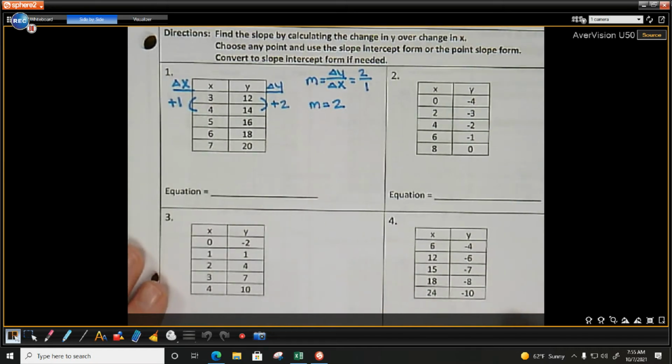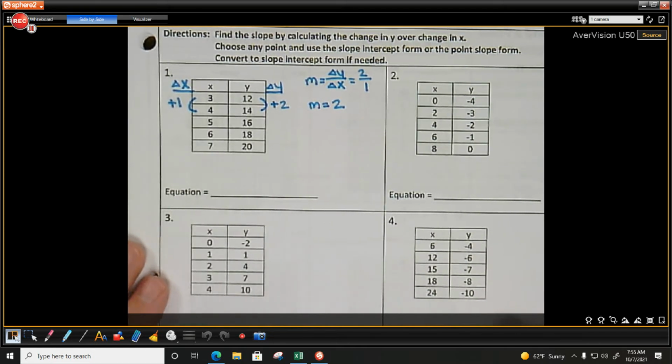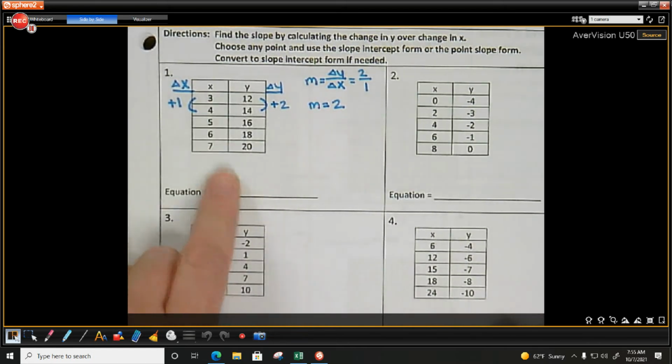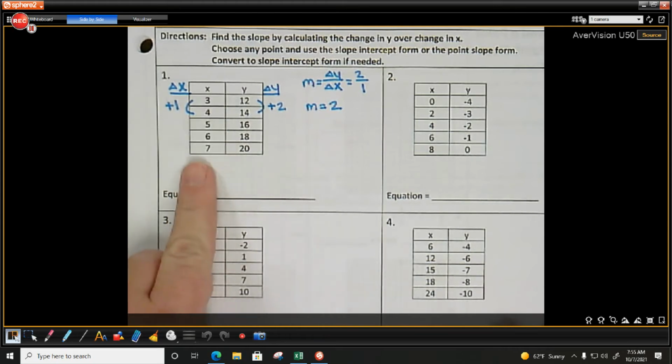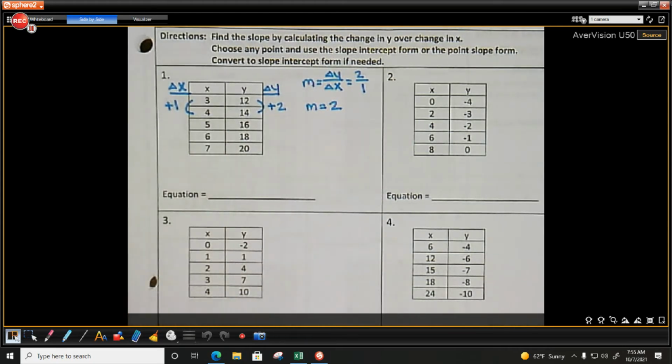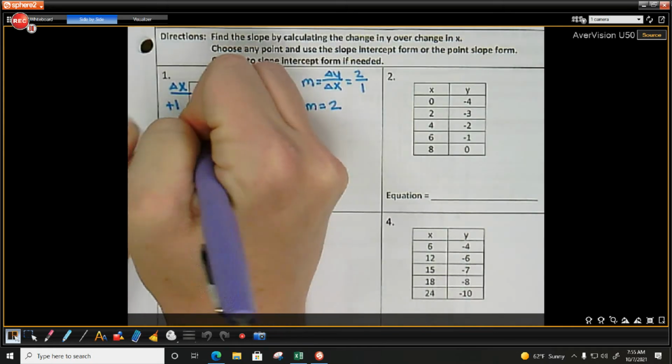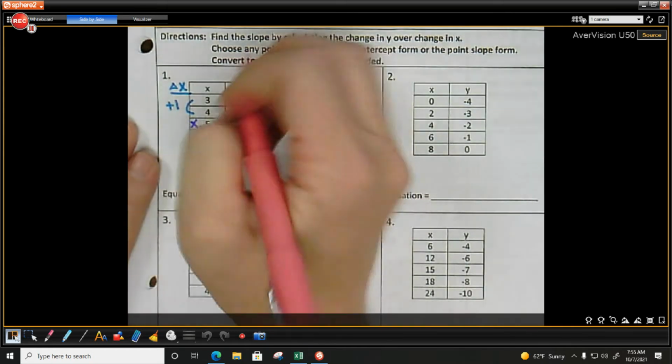So we are going to have to use point slope form because none of these are my y-intercept because I have no x value that is 0. Okay? Can you pick any point you want to be x1, y1? Yeah, because this equation should work for every point on the line. Okay? So I'm going to use 5 and 16. So x1, y1.